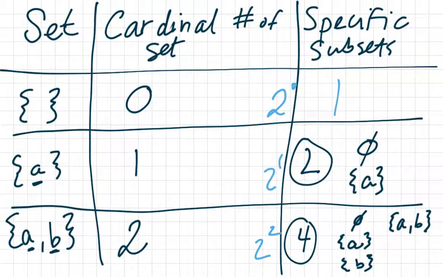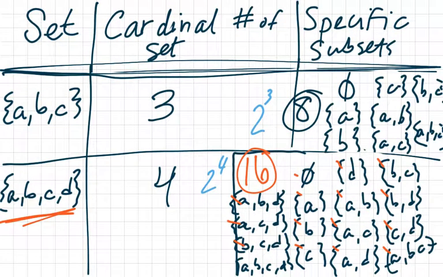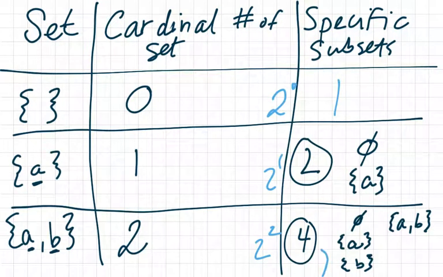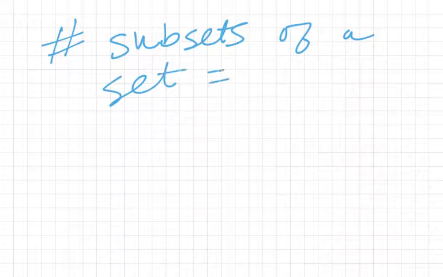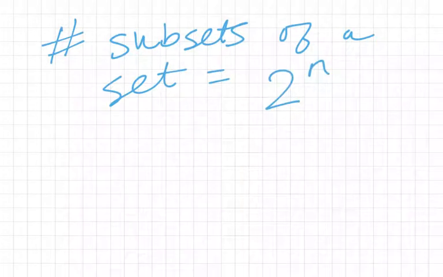It follows a pattern. If you look at this, we're dividing. If I start at 16, divide by 2, 16 divided by 2 gives me 8. 8 divided by 2 gives me 4. 4 divided by 2 gives me 2. And 2 divided by 2 gives me 1. So any number to the 0th power is going to end up being 1. So in general, based on this pattern, we could say that the number of subsets of a set is equal to 2 to the nth power.